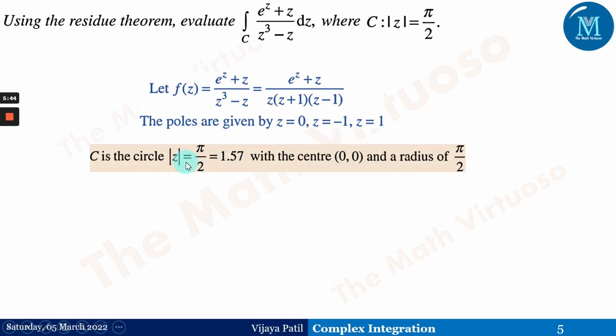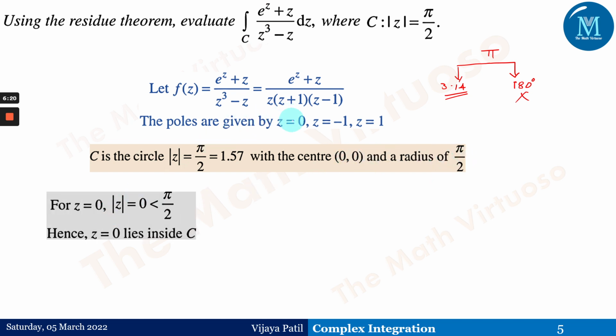Now, whenever we are talking about distance, as I have already told you in previous sessions also, pi has two different values. One is 3.14, another value is 180 degrees. But here in this case, we have to compare with the distance. If we are comparing with the distance, we have to take the value of pi as 3.14 and not 180 degrees, because we have to think about the distance. So mod of z equals pi by 2 is 1.57, that is 3.14 by 2, with the center 0, 0 and radius pi by 2.